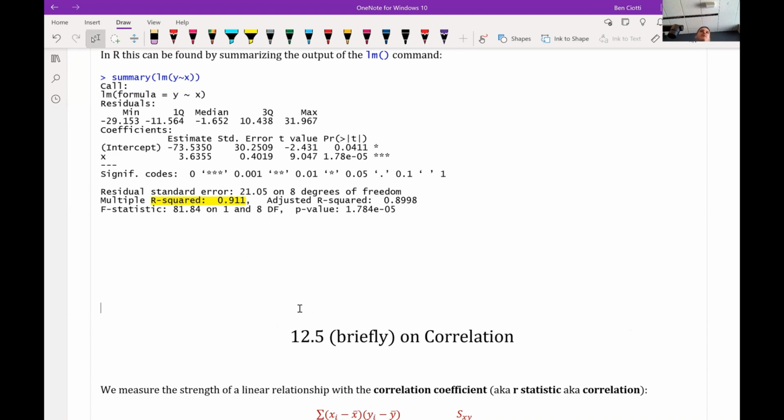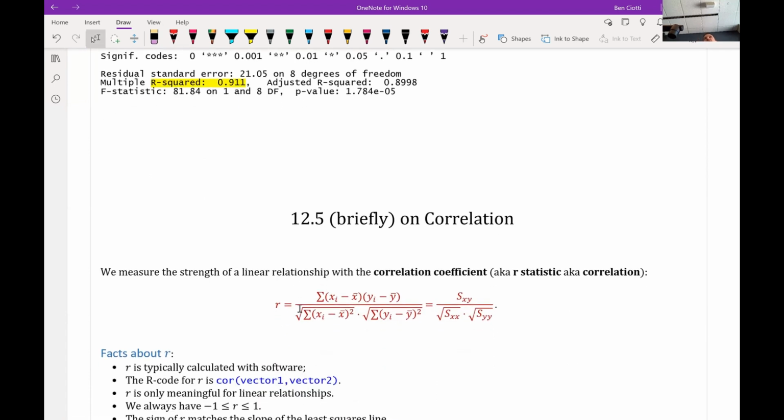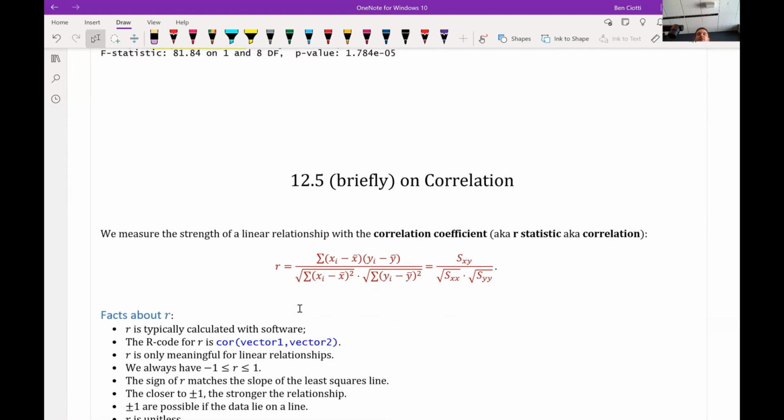Let's keep talking about this R squared statistic. And first, I need to detour slightly to something called correlation. You've all heard the word correlation. It's an English word. It also has a precise meaning in statistics. It's a measurement of the strength of a linear relationship. And we'll denote it by R. So R is sometimes called the correlation coefficient, or the R statistic, or the correlation, or sometimes Pearson's R statistic, I think, is another name used for it.